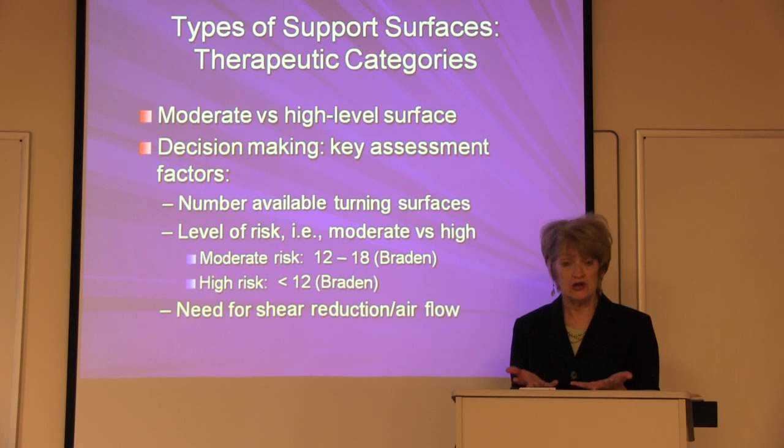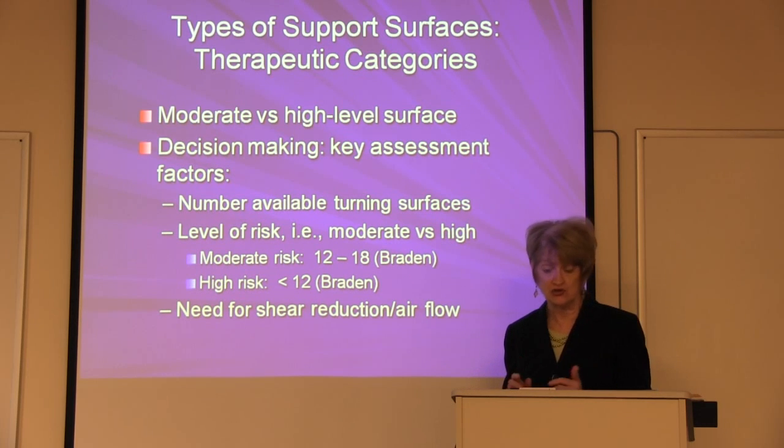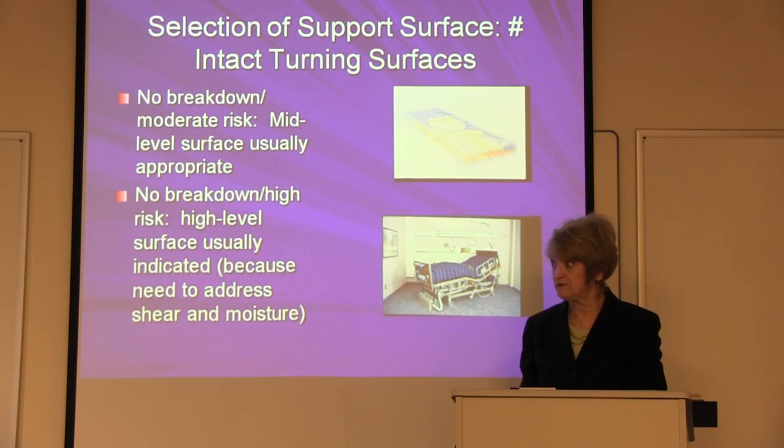Now again, you've got to use your critical thinking skills and your clinical judgment. Maybe I have a patient who's moderate risk when I look at the total score, but is diaphoretic and has very thin skin. I'm going to manage that patient on a high-level device because they need moisture management. So these are general guidelines. You always use your judgment. And then the third thing you think about is what we were just saying. You've got to factor in, does this particular patient need airflow? Does this patient need shear and friction reduction?